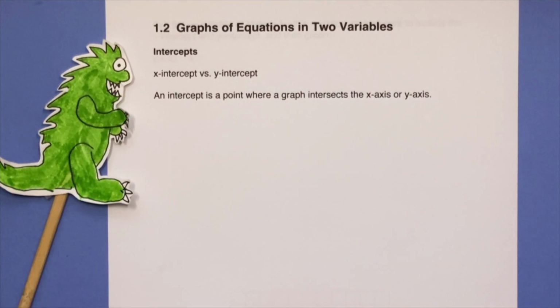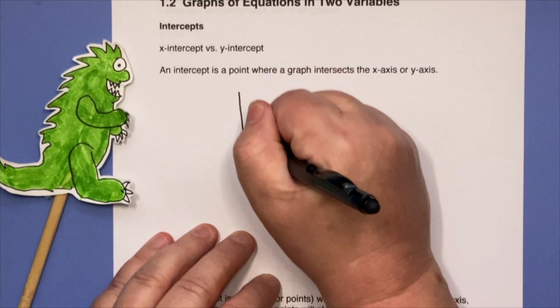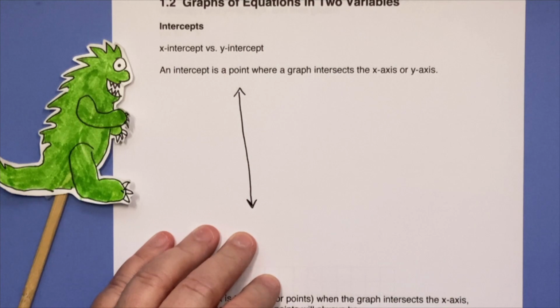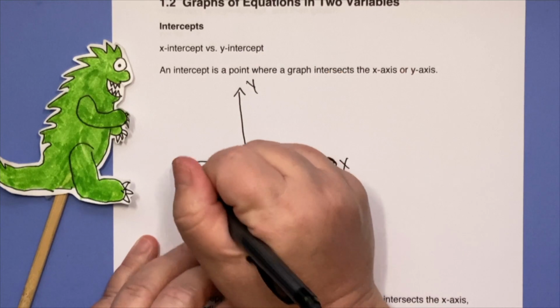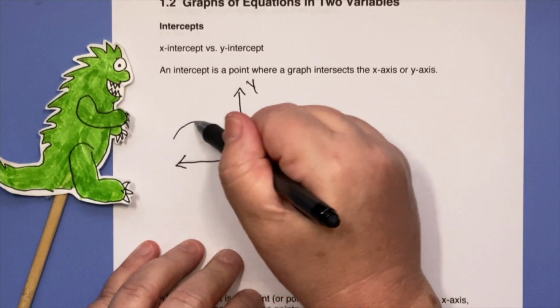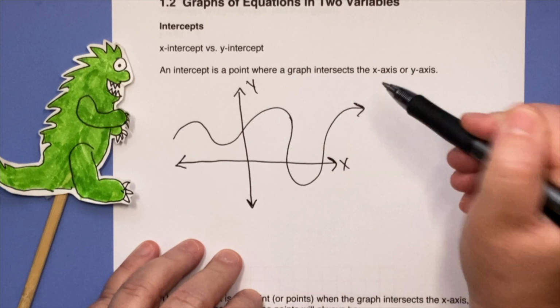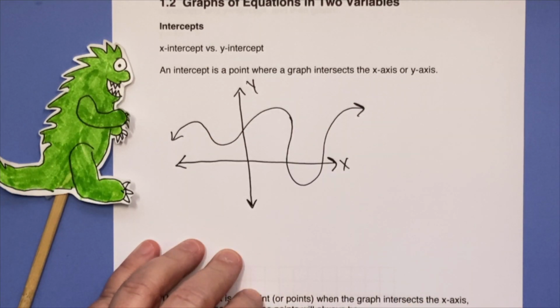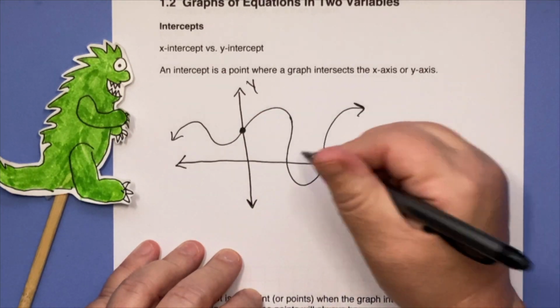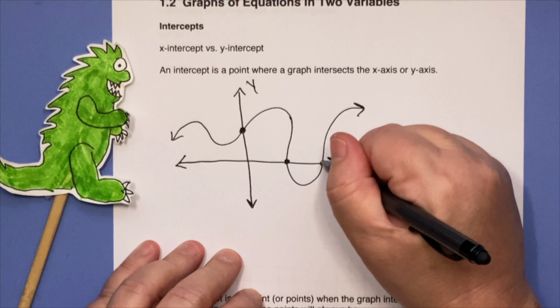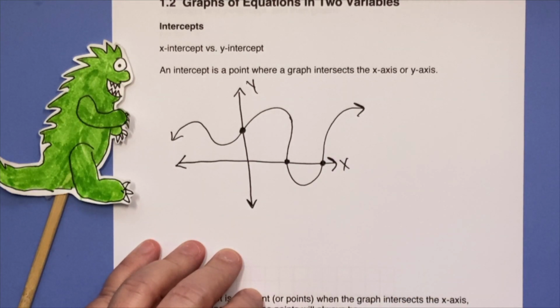So an intercept is a point where a graph intersects the x-axis or the y-axis. So if we have our, kind of bendy, but let's pretend it's straight, y-axis and x-axis like this, and I've got a graph, then I can look at the graph and see that from where we are right now, we can see 3 points where the graph definitely intersects one of the axes.